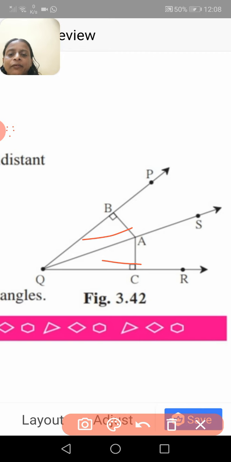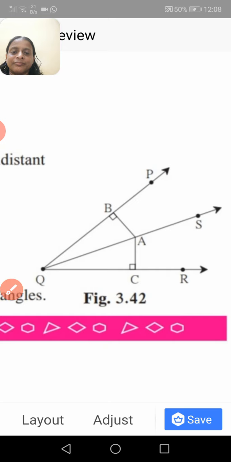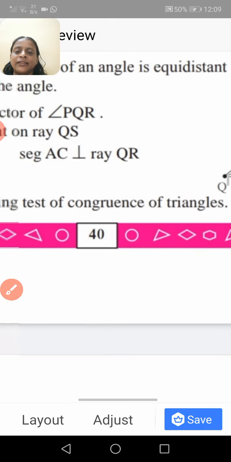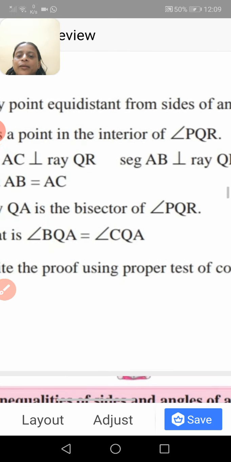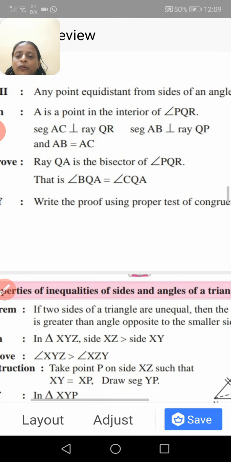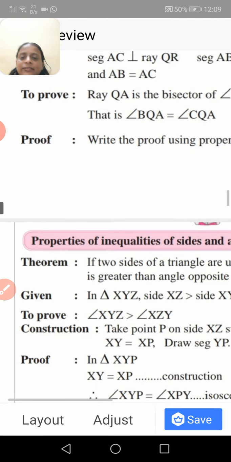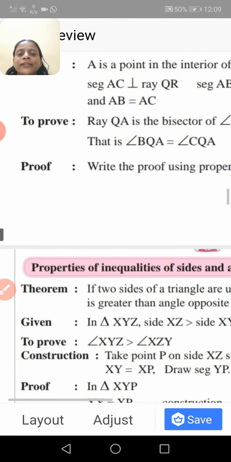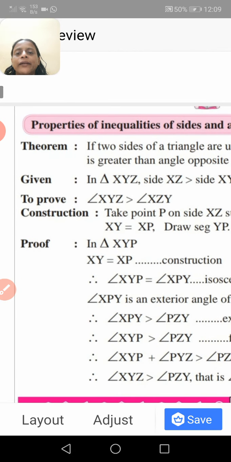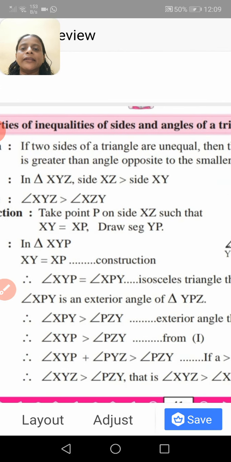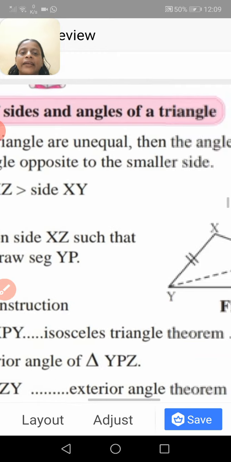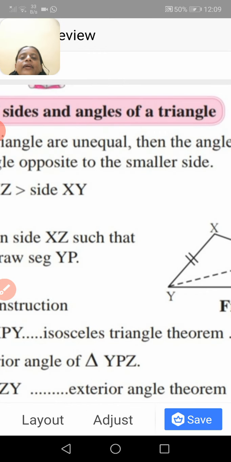Okay. This much you can understand by using the angle bisector theorem. Now next, you can see which theorem is waiting for us. Yes. Now next is properties of inequalities of sides and angles of a triangle.